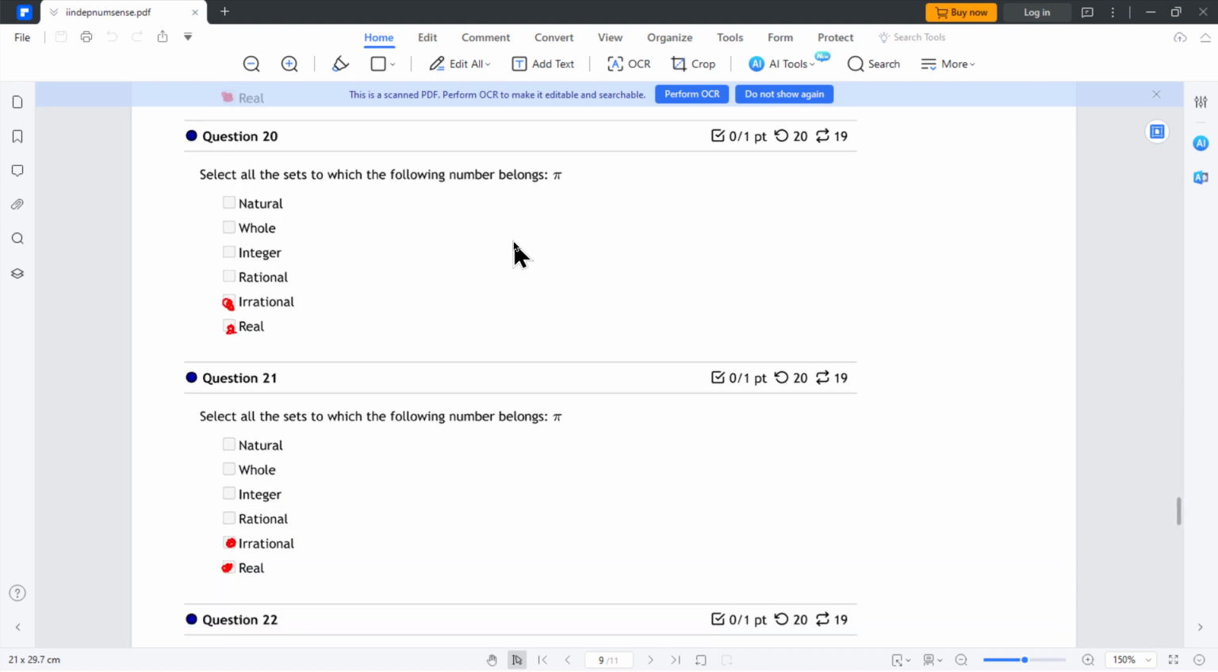Number 20, pi. Is it a natural number? It's not a natural number. Is it a whole number? It's not. Is it an integer? Not an integer. Is it a rational number? Can it be written as a fraction? No, it can't be. It is an irrational number, and it is real.